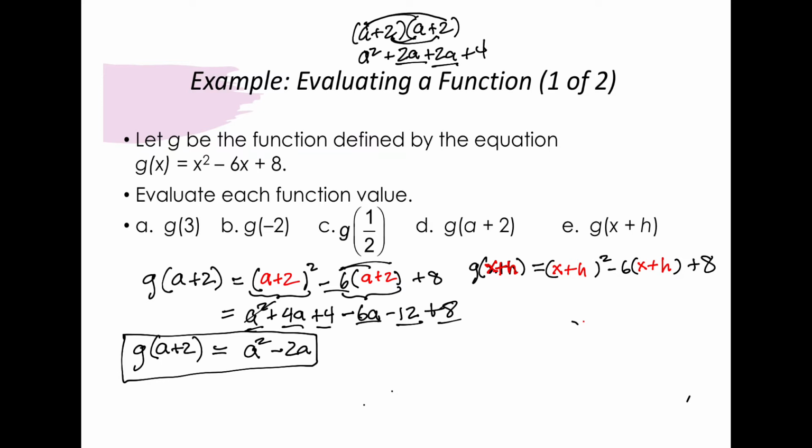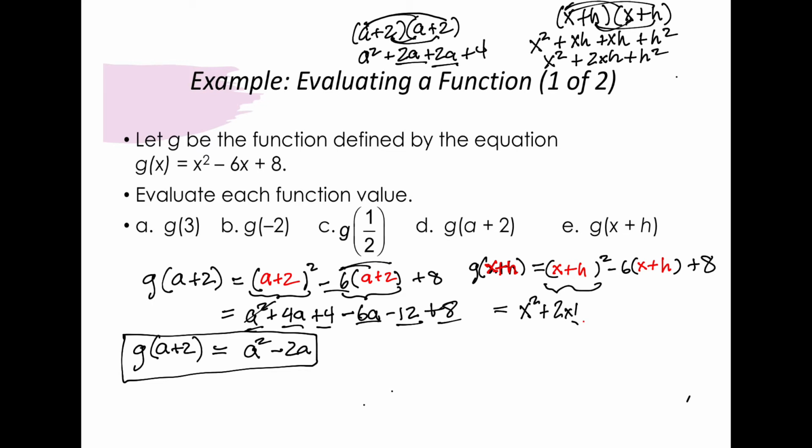And let's go ahead and up here again, I'm going to take out the x plus h times itself, where we have x times x, so x squared, x times h, so xh, and then h times x, so another xh, and then h times h, or h squared. So this is a binomial squared, x squared plus 2xh plus h squared. So this would be my first parentheses expanded there, x squared plus 2xh plus h squared.